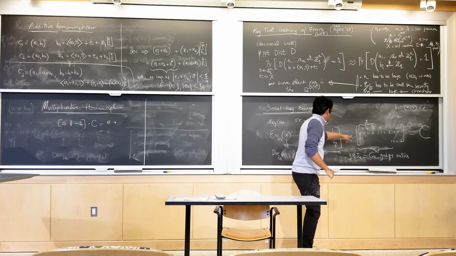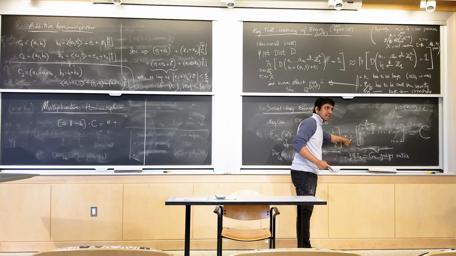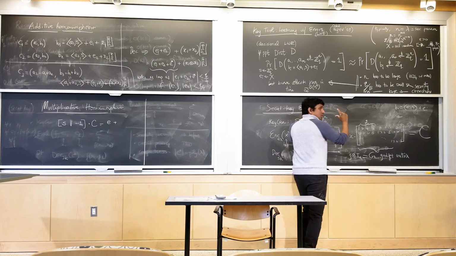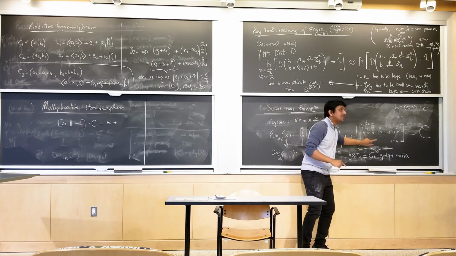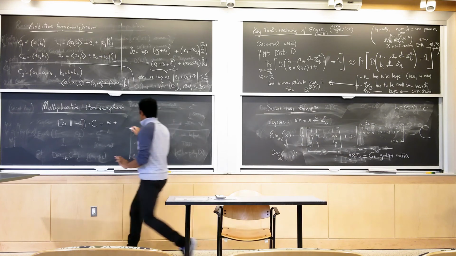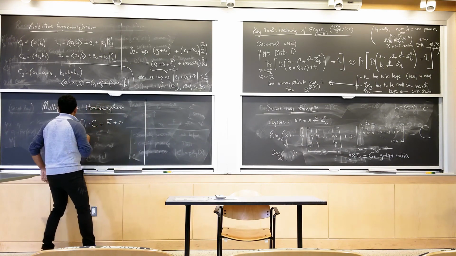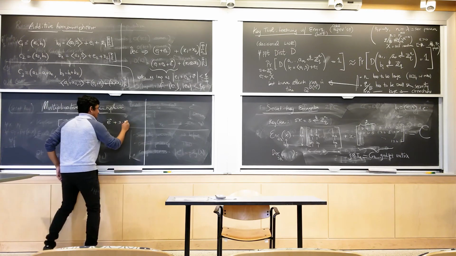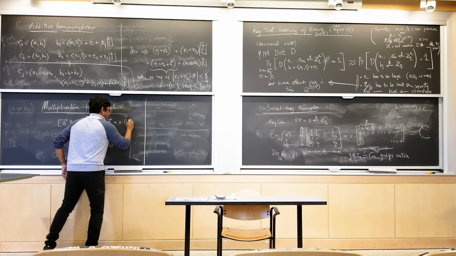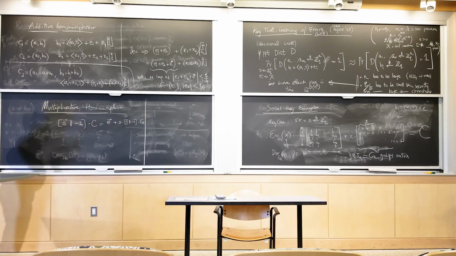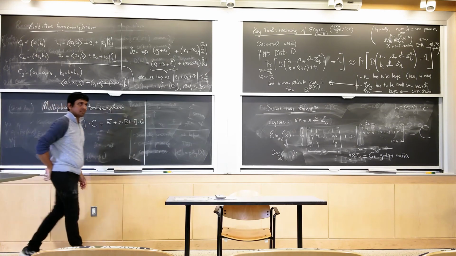Plus what do I get? Plus x, which is a scalar, times this vector S -1 times this matrix G. X is a scalar, this is a vector, times G. This is what you get. This is the decryption equation.